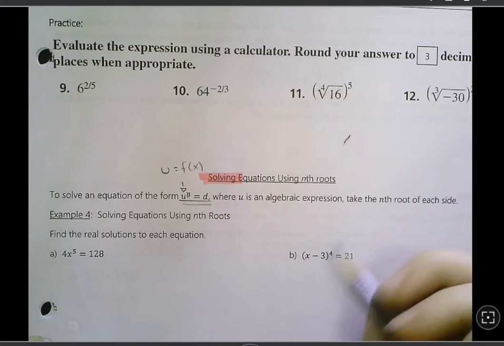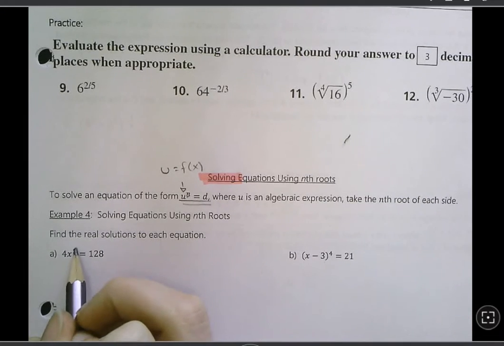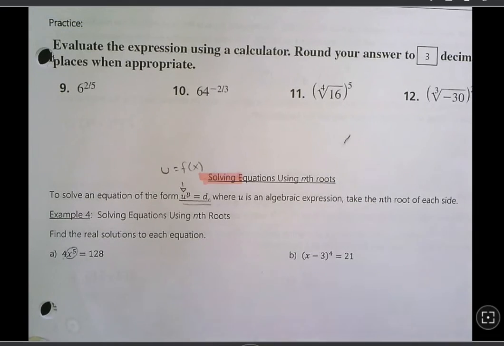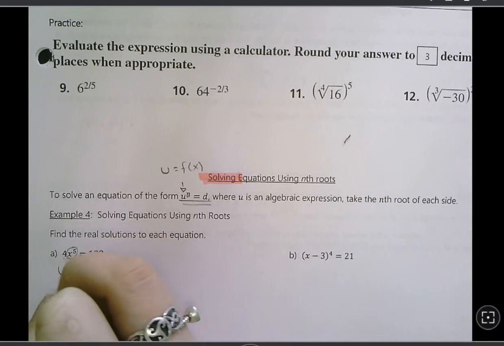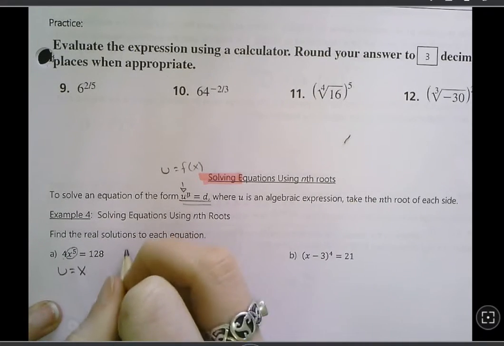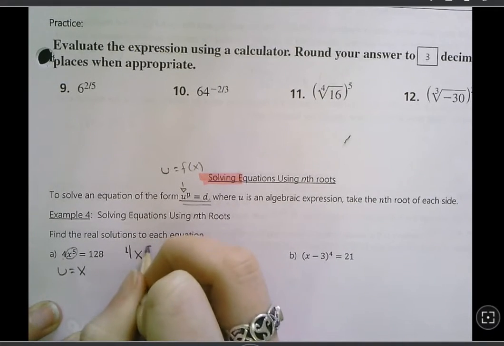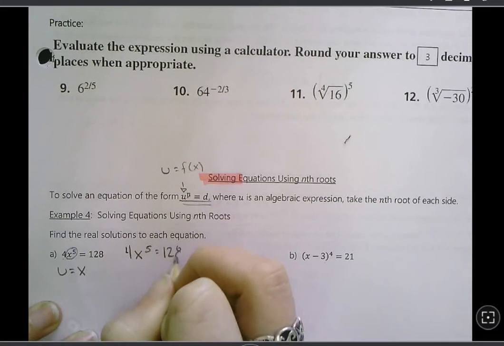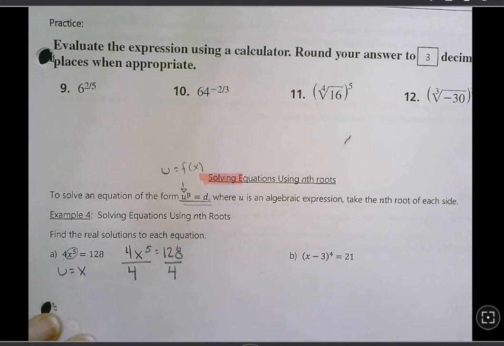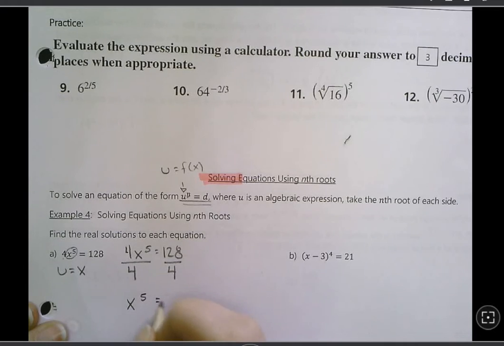So if we look at our examples down below, well, x is to the 5th power. That doesn't affect the 4, so I need to get rid of that 4 because our u in this case is that x. So if I rewrite this here, 4x to the 5th equals 128. Well, I need to divide by 4 first. When I divide by 4, we're going to go ahead and get out a 32. So we have x to the 5th equals 32.